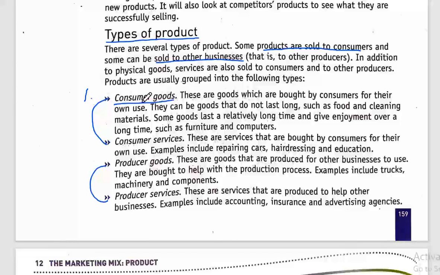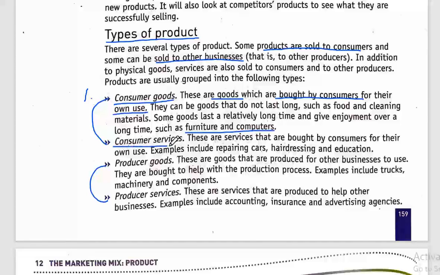So when I'm saying consumer goods, we're talking about goods that are bought by consumers for their own use. So the goods that are bought are for the personal use of the consumer. They can be goods that do not last long, such as food or cleaning material. Some goods last a relatively long time and give enjoyment over a long time, such as furniture and computers. And these are the goods that we buy ourselves, like consumer goods.